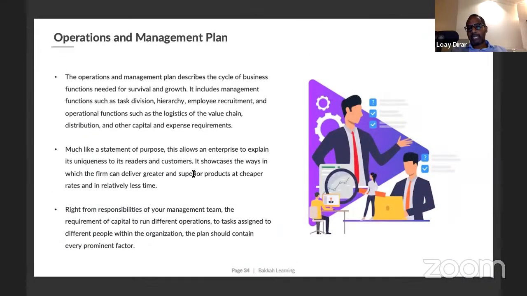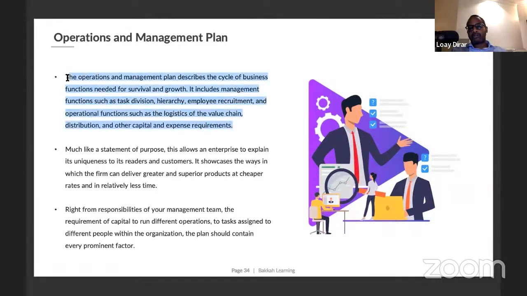Operations and management plan. Here comes the time that we want to start operating. And this is the actual business-as-usual phase in our business plan. The operations plan describes the cycle of business functions needed for survival and growth. It includes management functions such as tasks, division, hierarchy, employees, structure, recruitment, and operational functions such as logistics and value chain, distribution, and other capital and expenses.